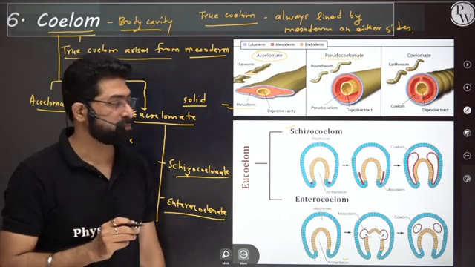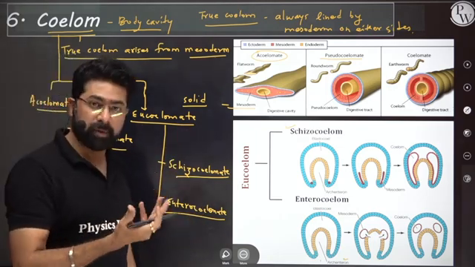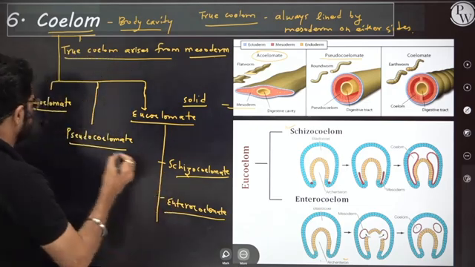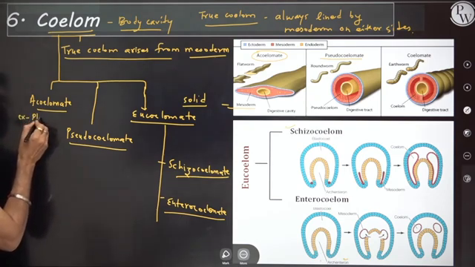Is it okay with you now? So let's see the different phyla and what type of coelom is present in each. Acoelomate, example only one, that is Platyhelminthes.